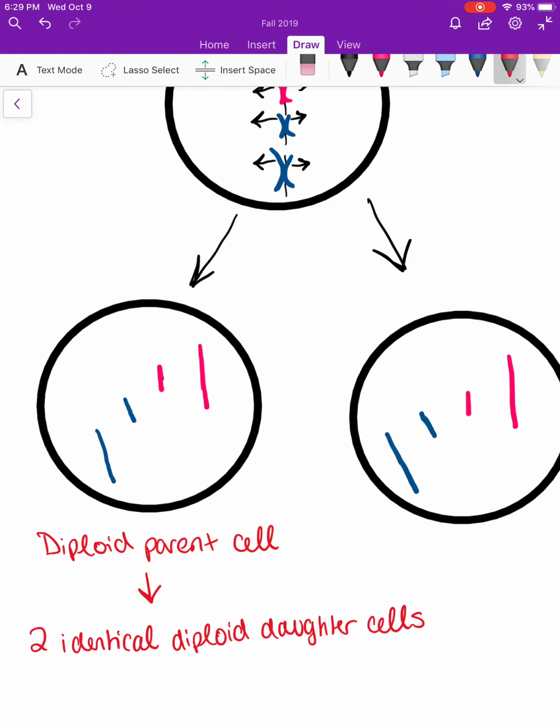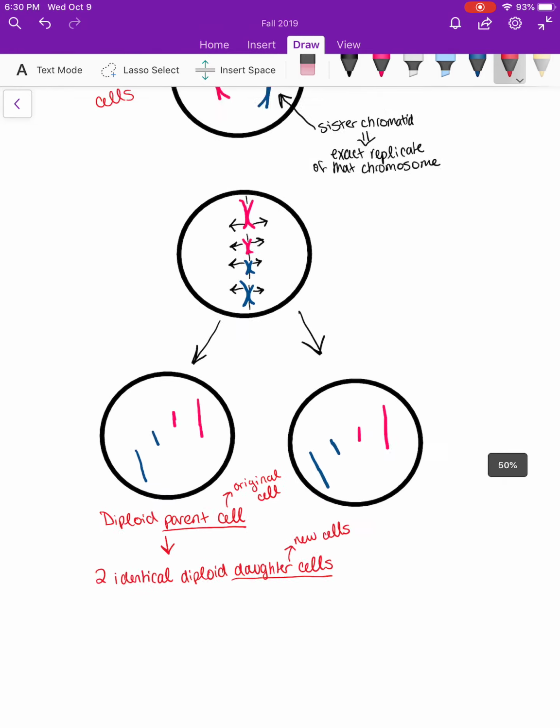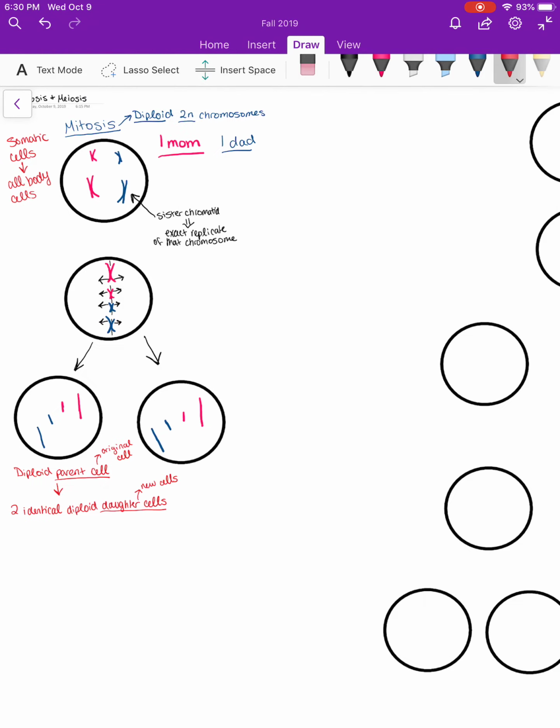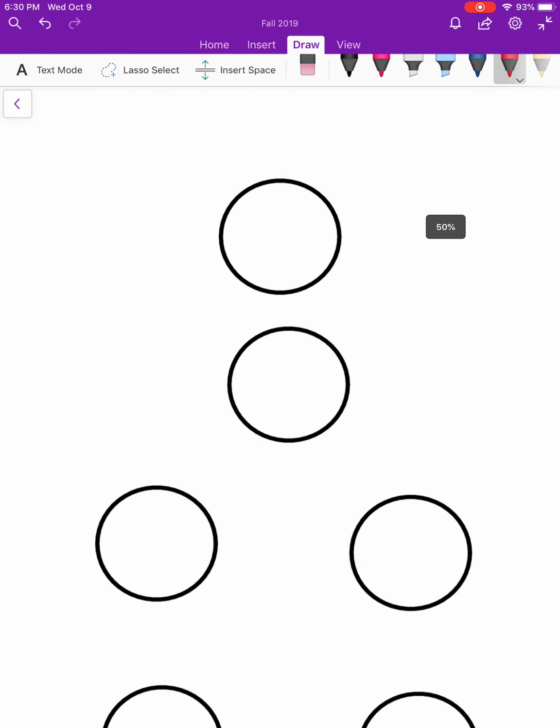So I want you guys to make sure that it's clear that when we talk about parent cell and daughter cells, we're not talking about our mom and dads. Like we're not talking about mom and baby organisms or anything like that. We're talking about the parent cell as the original cell, and we're talking about the daughter cells as the new cells. Okay? So, now that we have mitosis, let's go and talk about meiosis.